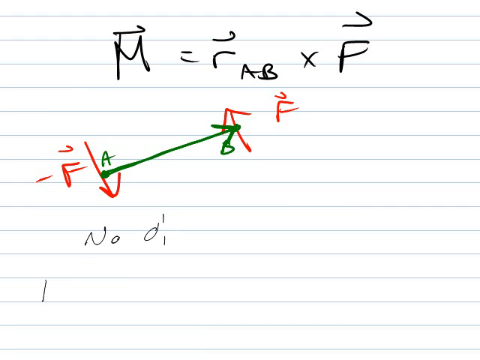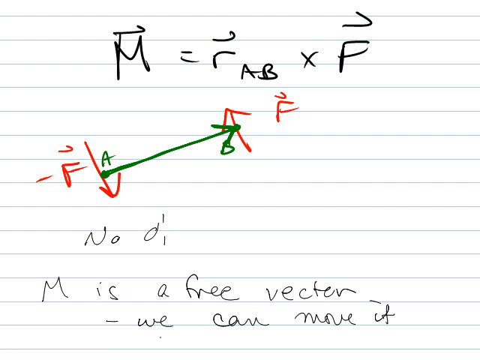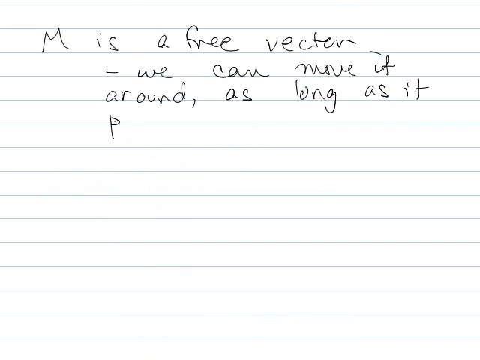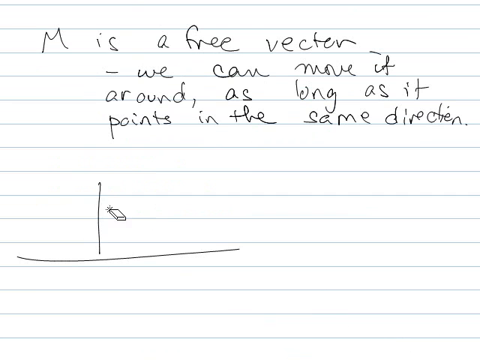So essentially what we have is that a couple moment M is a free vector. And what that means is we can move it around as long as it points in the same direction. I'm going to write this out because it's really important. And you might say, well, that doesn't make any sense, and I refuse to accept it. Well, fine, don't accept it.